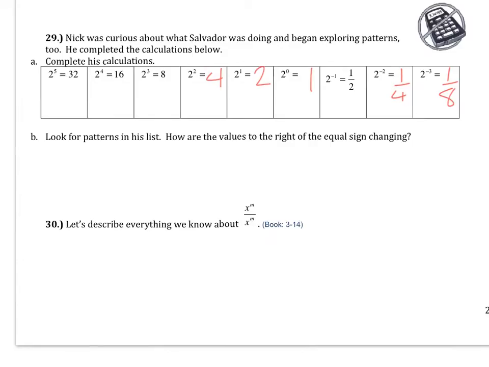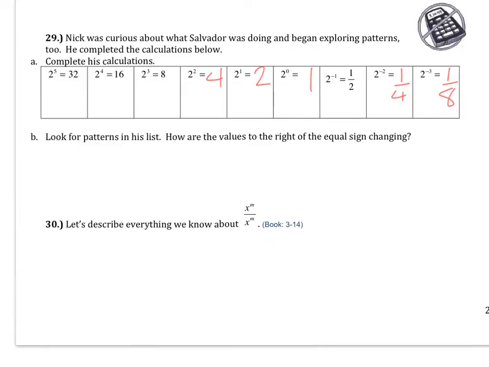This screencast is Chapter 4, Part 2, where we are going to look at negative and zero exponents. So we are going to skip down to number 29, and we're going to look at this table, and I filled out the rest, and we're going to look for a pattern in this list, and how the values to the right of the equal sign are changing.